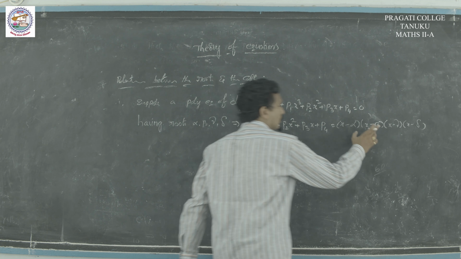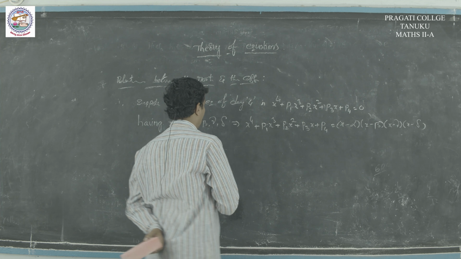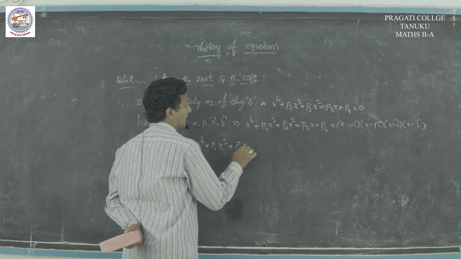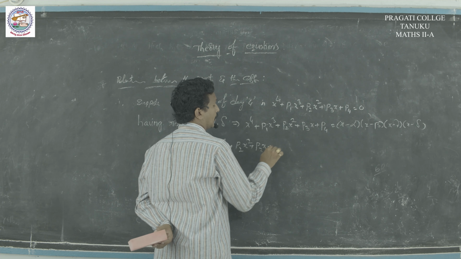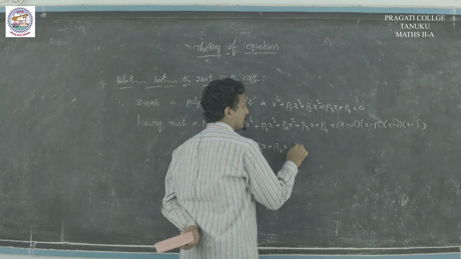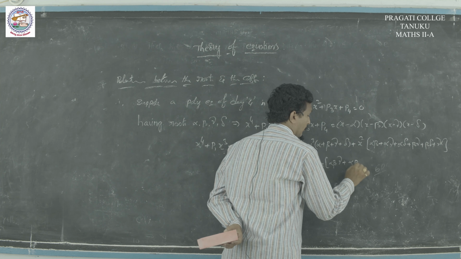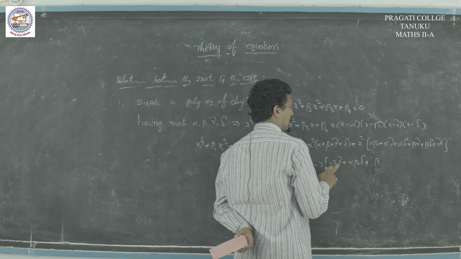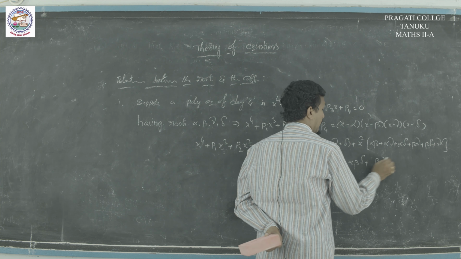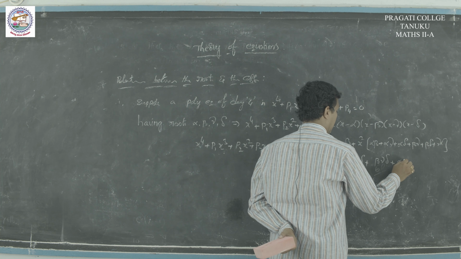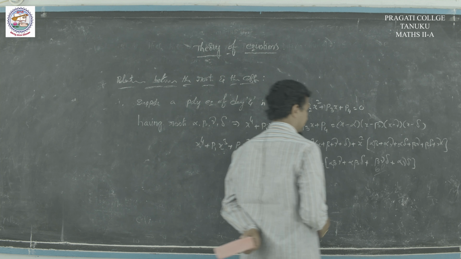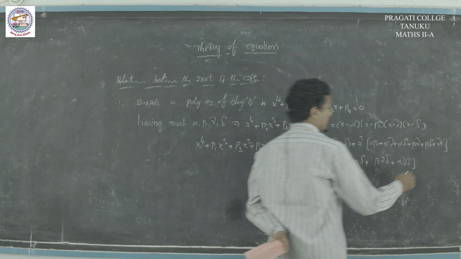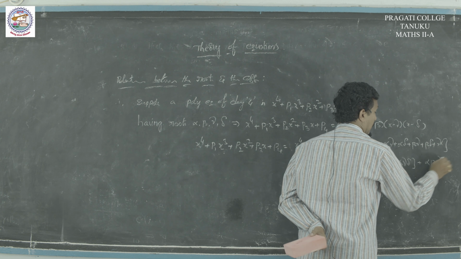Multiplying is a long process, so directly write the answer. If you have interest, then we will multiply it. Alpha beta gamma plus alpha beta delta plus alpha gamma delta plus beta gamma delta, and the product alpha beta gamma delta.